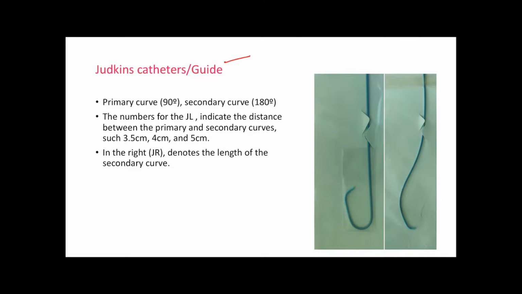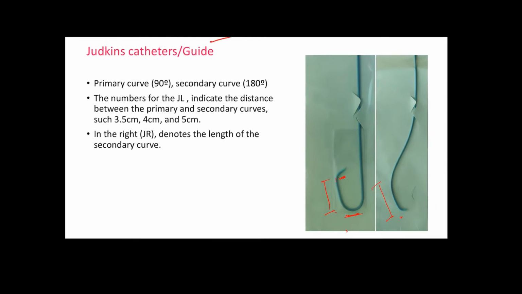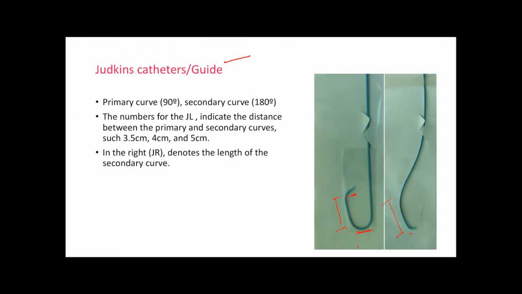Coming to the Judkins catheter, Judkins left and right, it has an almost 90 to 110-degree curve at the primary angle, and a 180-degree secondary curve. As I said, this distance gives the size. So the numbers refer to this distance between the primary and secondary curve. For the JR catheter, it is the primary curve and the secondary curve here. This gives you the respective numbers. So this was JL and JR catheters.